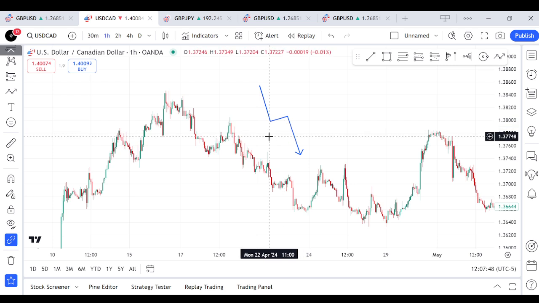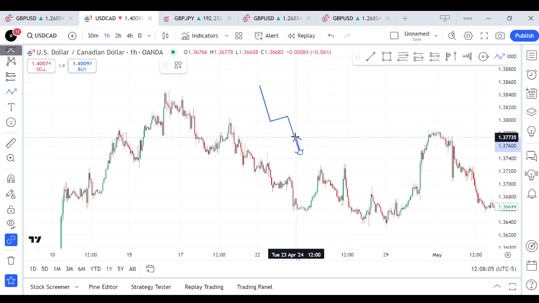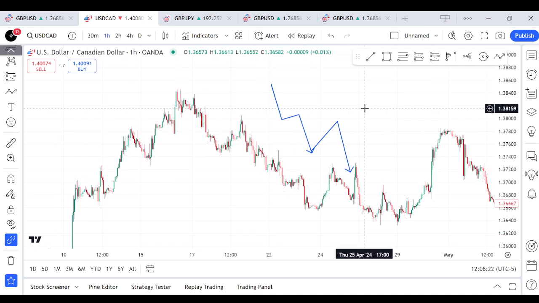This base creates a supply zone, a critical area where sellers are likely to regain control, but it is not guaranteed. Sometimes price will continue and may never come back, or when price comes back, it may just sweep it out. Price may continue going down, or price may sweep it out, but it's expected that price should react from this base and use the base as a resistance to push lower. So that is your drop base drop pattern.